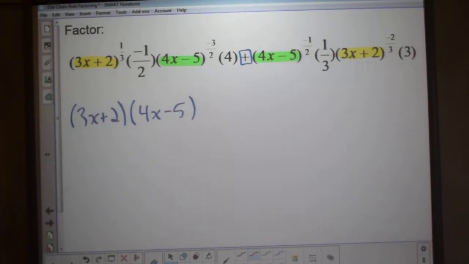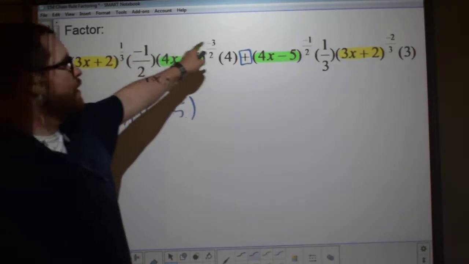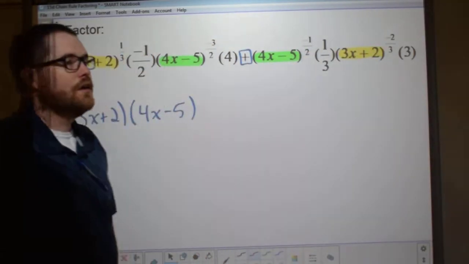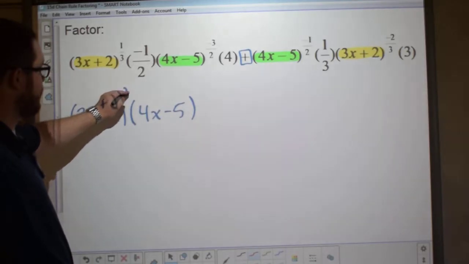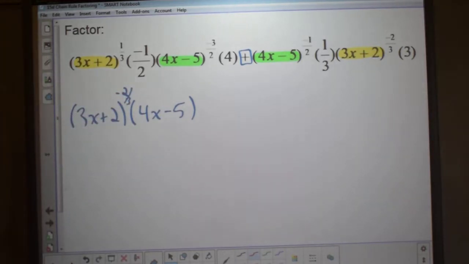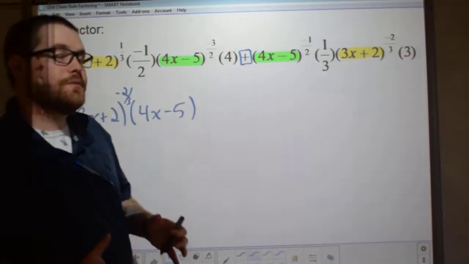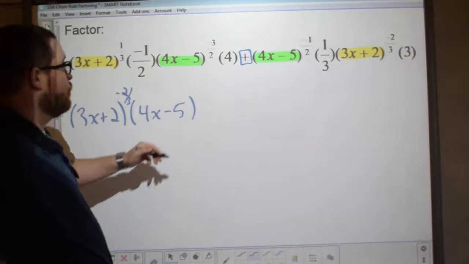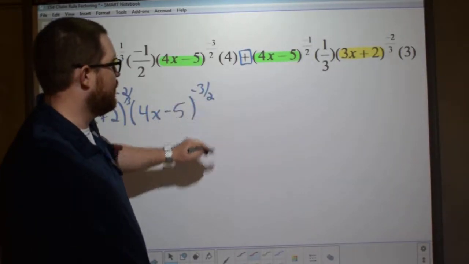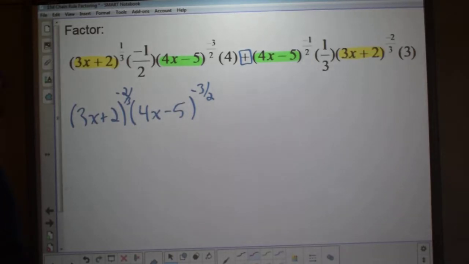But which power? Well, I have a 1/3 power and a negative 2/3 power. You always pull out the smaller power, and negative 2/3 is smaller than positive 1/3. I have a negative 3/2 and a negative 1/2. I always pull out the smallest power. Well, negative 3/2 is the smallest power. It's smaller than negative 1/2.